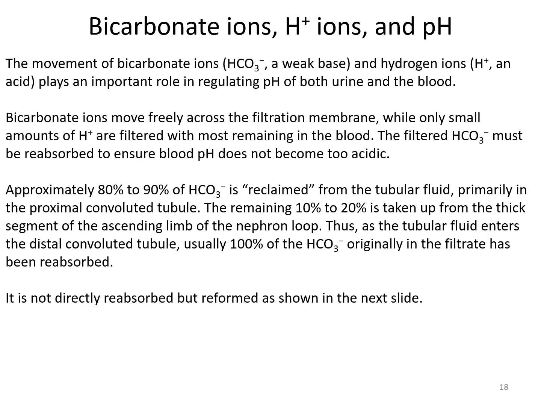The remaining 10 to 20% gets taken up by the thick segment of the ascending limb of the nephron loop. So as the tubular fluid enters the distal convoluted tubule, by that point, normally all of the bicarbonate that was originally filtered has been reabsorbed or reclaimed. And again, we need that because the hydrogen didn't get filtered, so it would cause acidity of the blood if we don't hurry up and get that bicarbonate back to it.